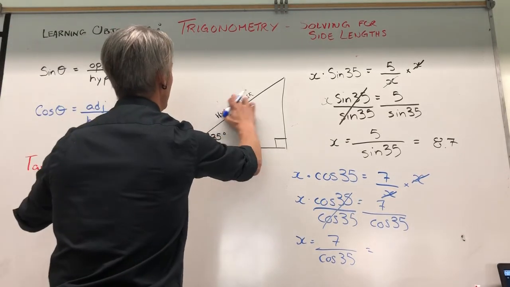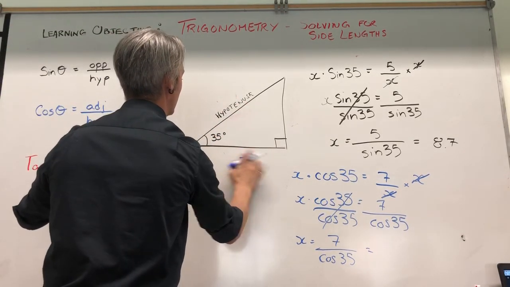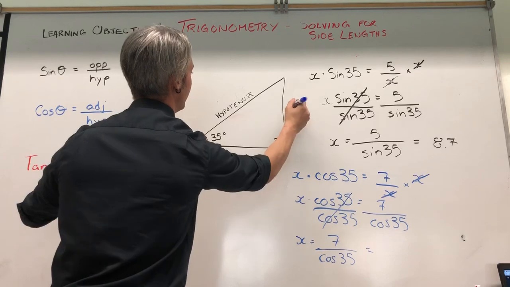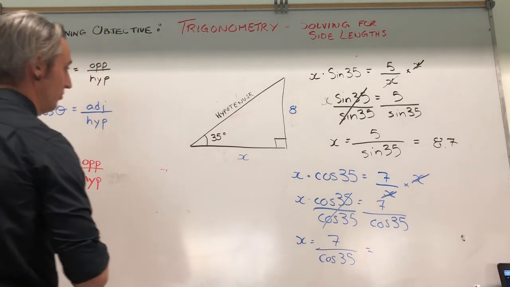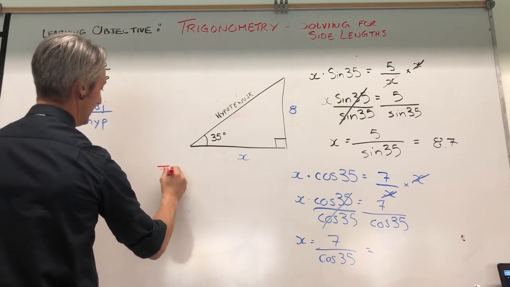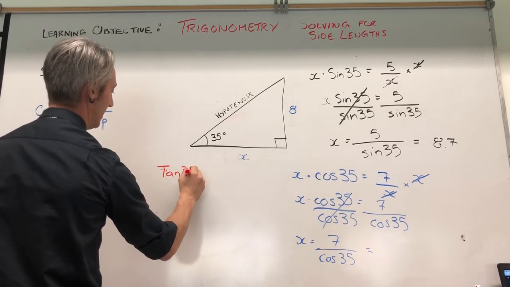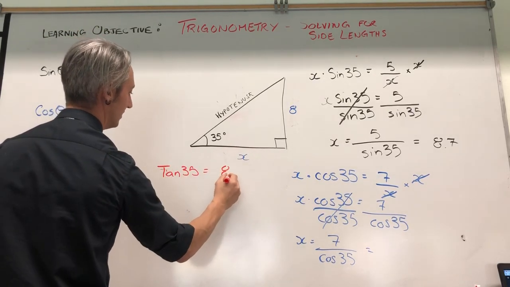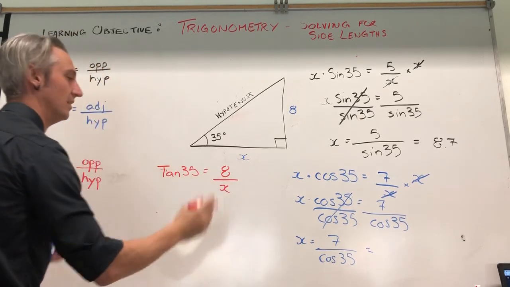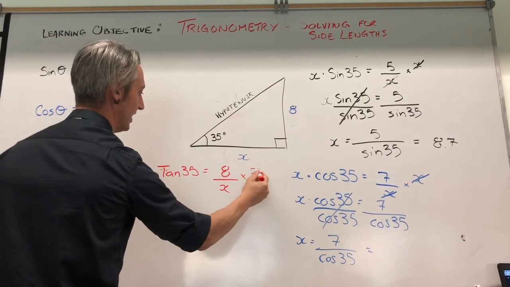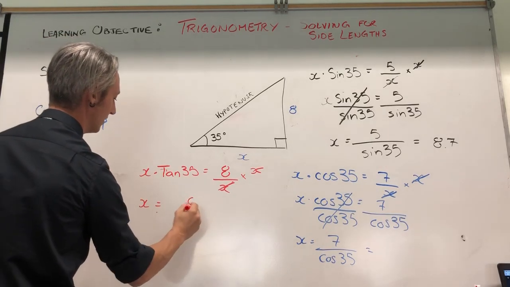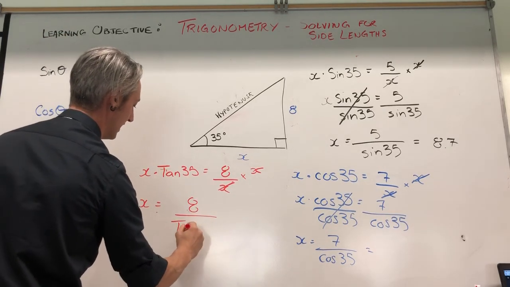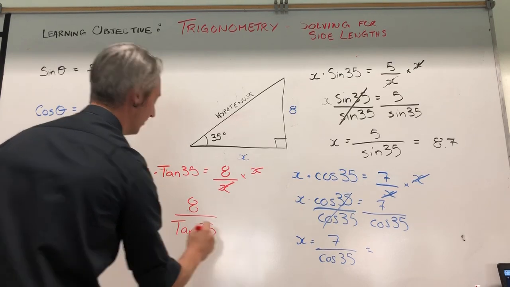And the same thing would happen in the tan, okay? So if, say, this is my x, and I knew this was 8. Well, it's going to play out the exact same way. This time it's just tan. So tan of 35 is equal to my opposite, 8 divided by x. And I'm going to go through the same steps. Multiply by x, and x is going to equal 8 over tan 35.